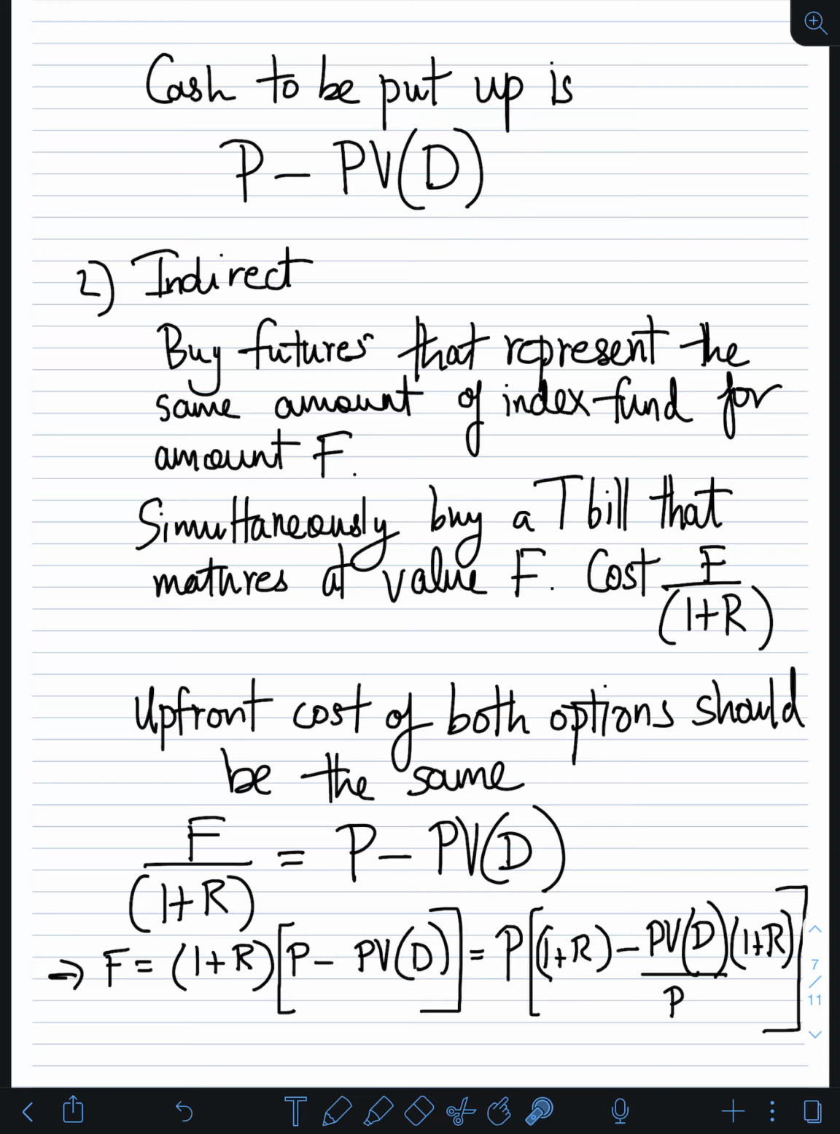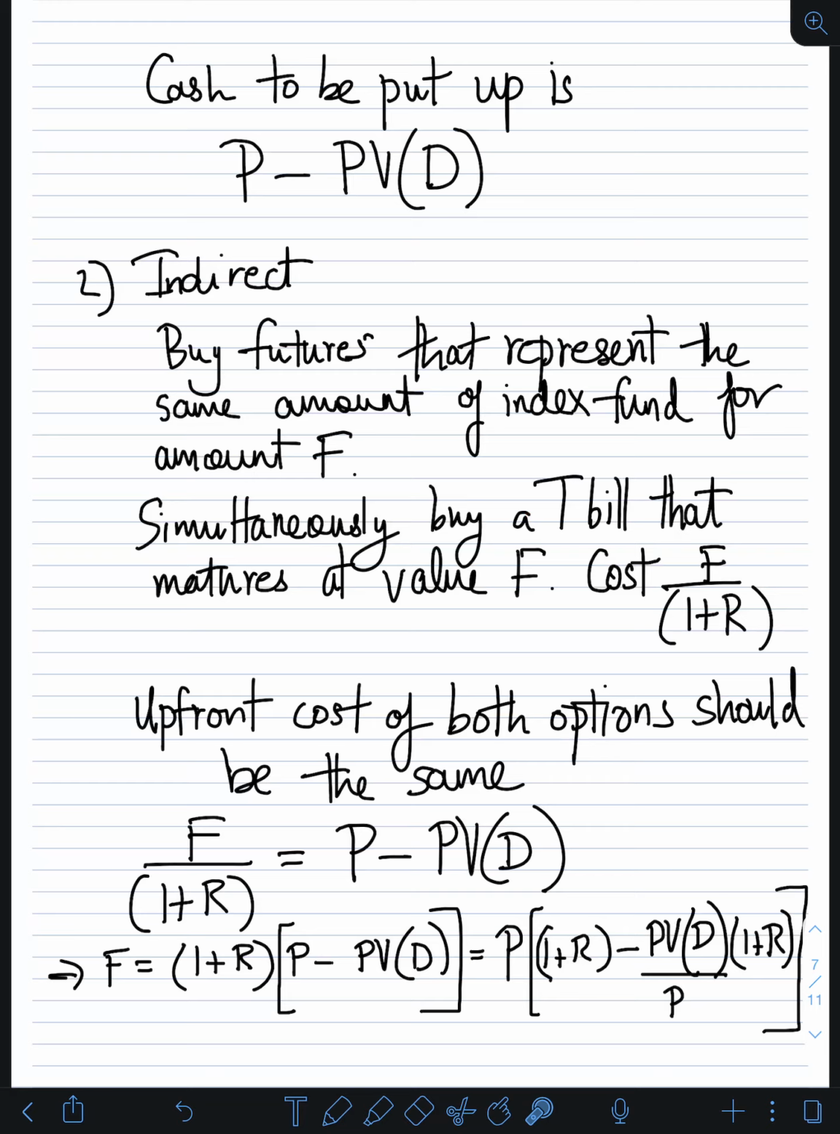Okay. Now the indirect option is you can buy futures that represent the same amount of the index fund for some amount F, and simultaneously at the same time, you could buy a T-bill that matures with the value F. What would the cost of that T-bill be then? The T-bill would cost F divided by 1 plus R, where R is the interest rate on that bill.